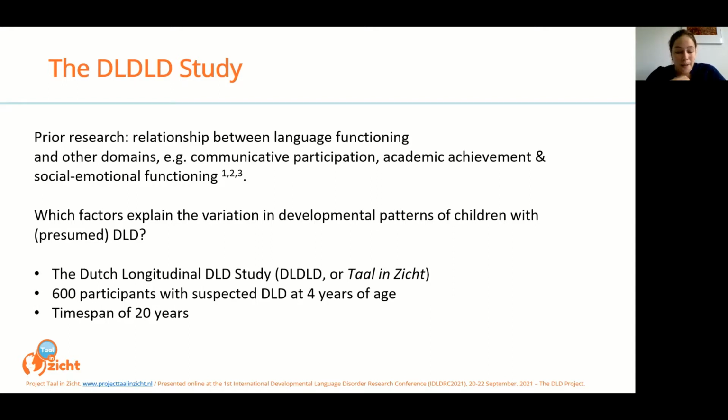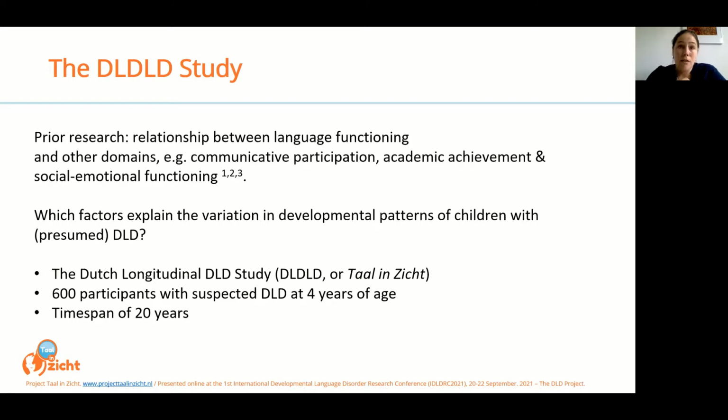Little is known about the factors actually that predict variation in developmental patterns and outcomes in different domains. So there are some studies that have looked at these relationships already internationally, such as the Manchester Language Study, but ours is the first longitudinal study in the Netherlands that investigates children with DLD. And hopefully the outcomes of our study will add to our understanding of DLD in general, and also aid children with DLD in Dutch care and education specifically.